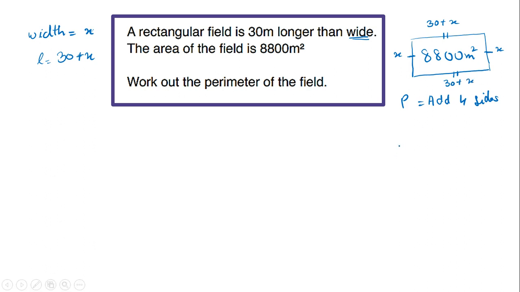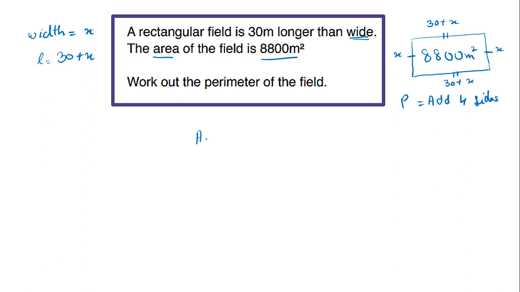Now, this is the whole situation. I need to find the perimeter. So for the perimeter, I've got to add up x and 30 plus x and all of those sides. But in order to add up, I need a value for x. I need to know what the actual lengths and the widths are. But for that, I don't have any more information. I just have one more piece of information that says the area of the field is 8,800.